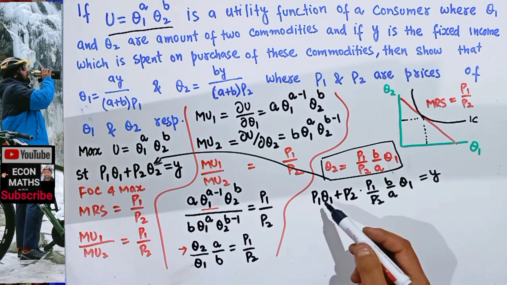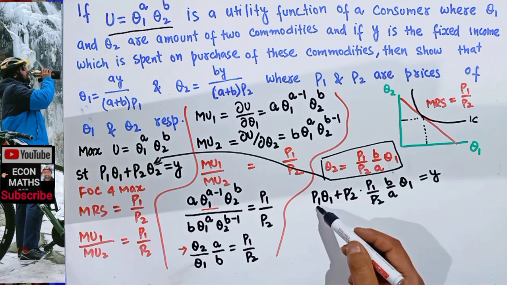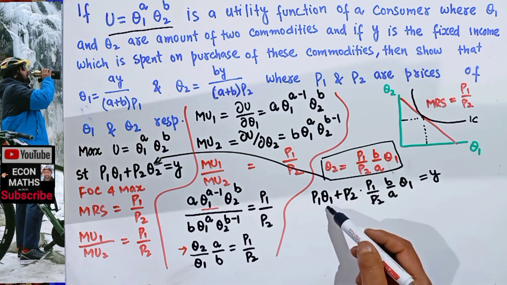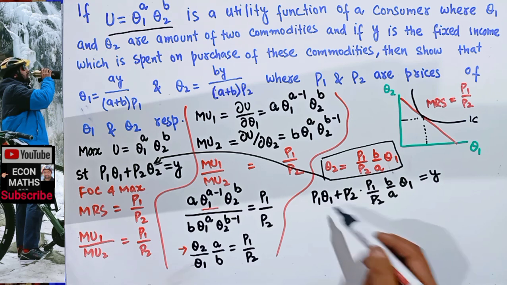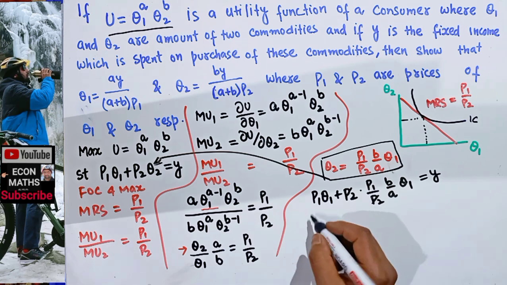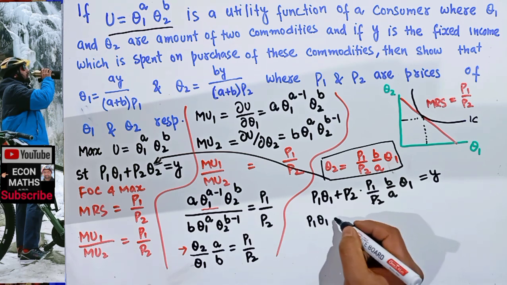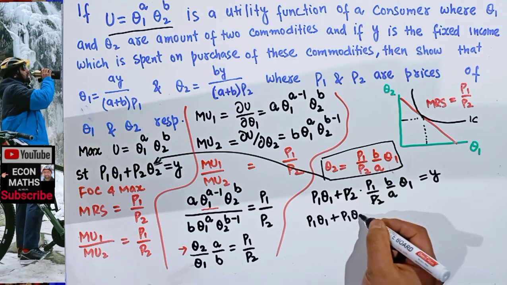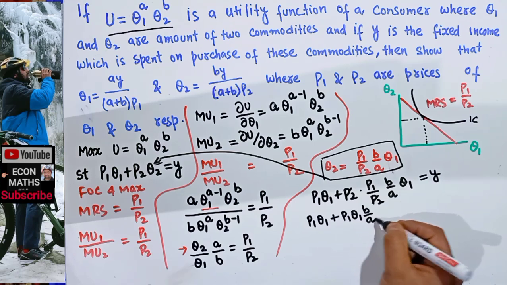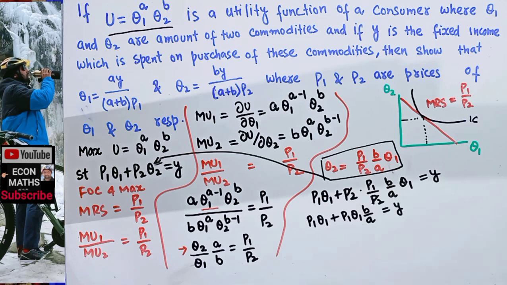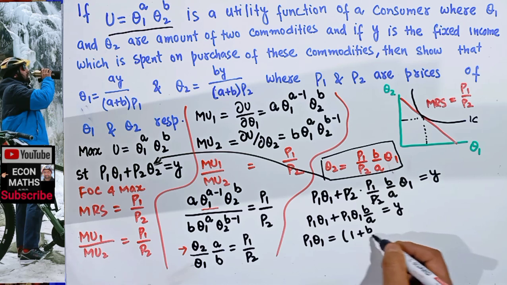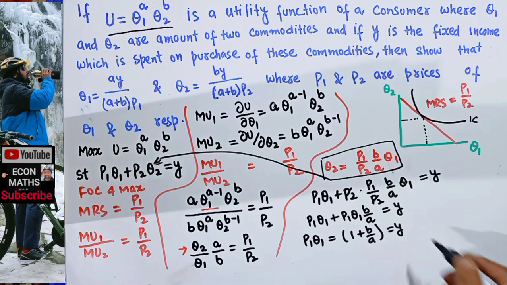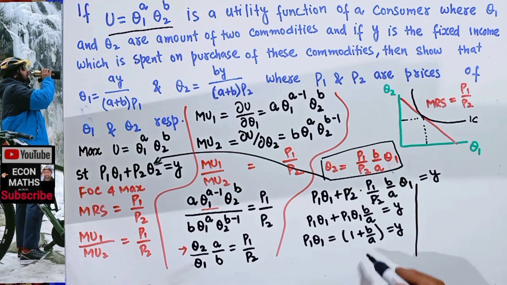What are we left with here? Let us see what we can do. So we have p1 q1 plus p1 q1 times b upon a is equal to y. Let's take p1 q1 common. If we take p1 q1 common, what we are left with is 1 plus b upon a, which should be equal to y. This becomes a plus b divided by a.